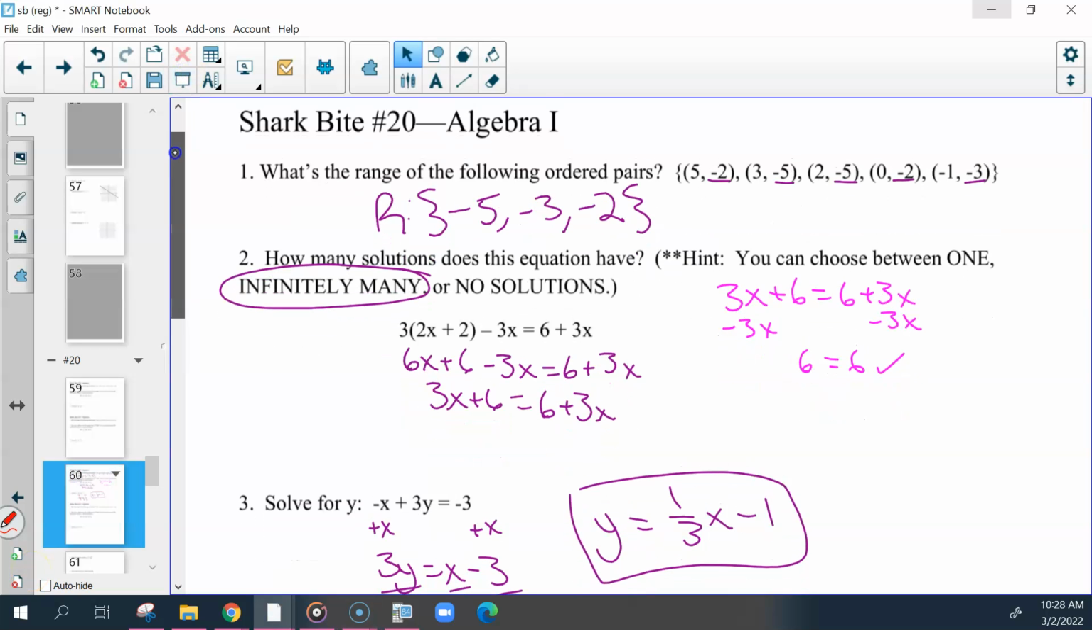For number 1, you need to find the range of these. There were many that repeated themselves. You needed to list these least to greatest without any repeats. Least to greatest, always. I got it correct. Good. So -5, -3, -2 would be your range.